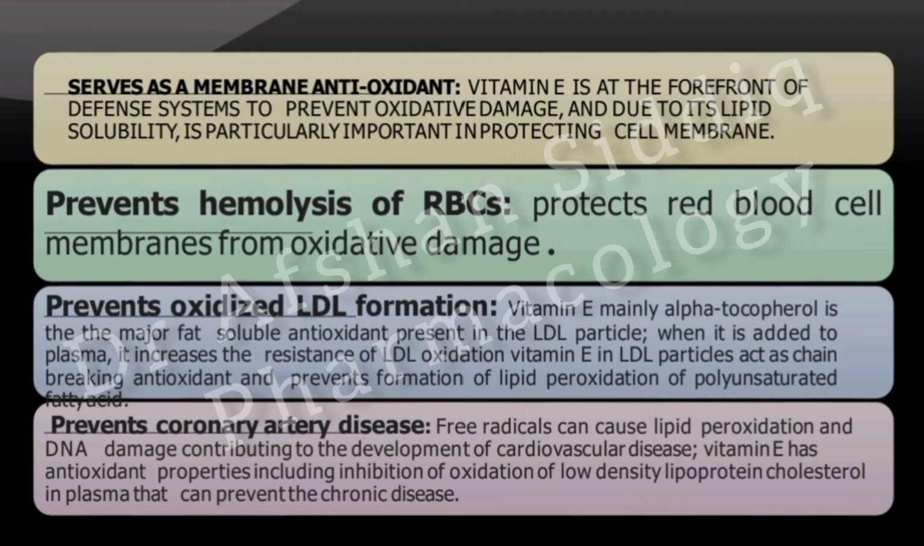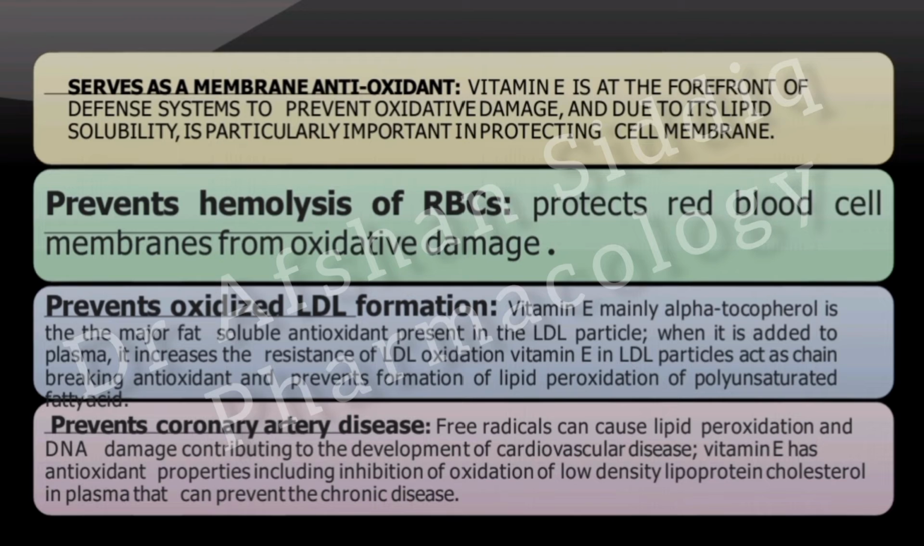Now come to the function that being an antioxidant, it serves as a membrane antioxidant. That is the first function. The second important role of vitamin E is to prevent hemolysis of RBCs. Means it protects blood cells from damage by reactive oxygen species. It protects RBCs or the cell membrane of RBCs from oxidative damage. ठीक है?